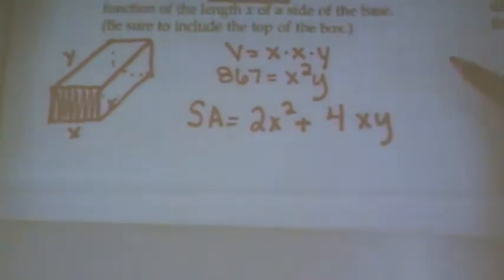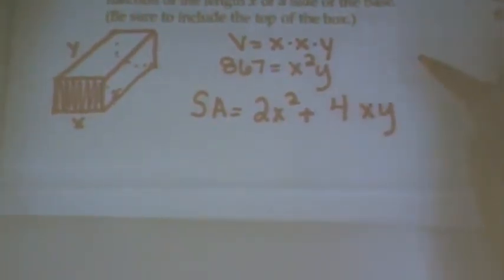You have two of these. What is the dimension of what I just colored here? X times x is x squared. So you have 2x squared, plus you have 4 areas that are x times y. So these sides right here, you have 4 sides that are x times y. That's surface area, added up all the sides.